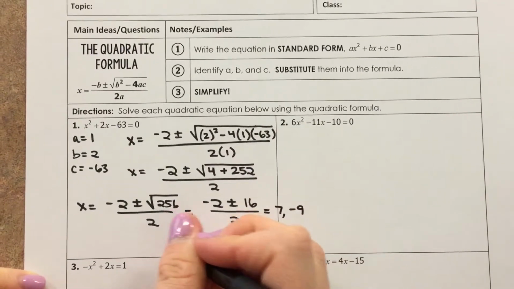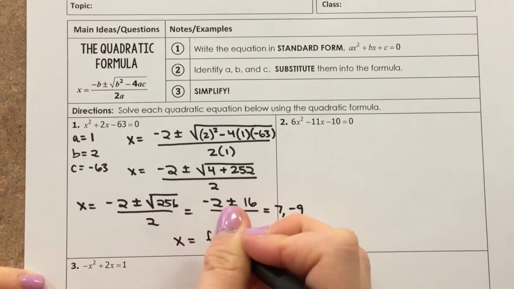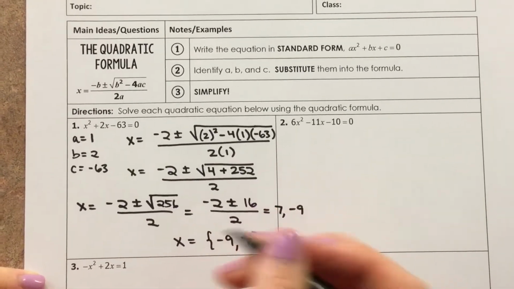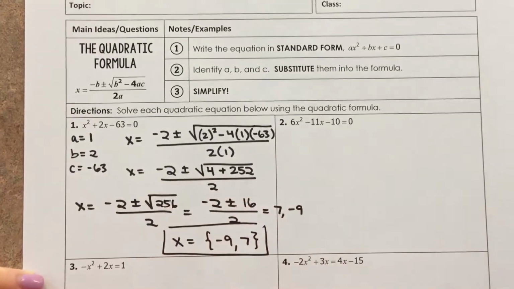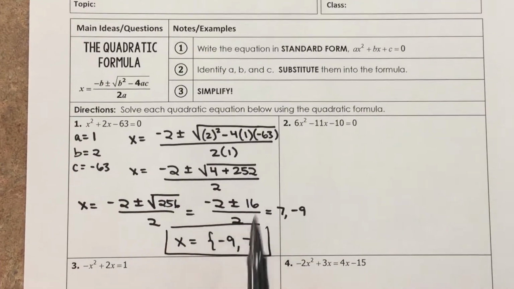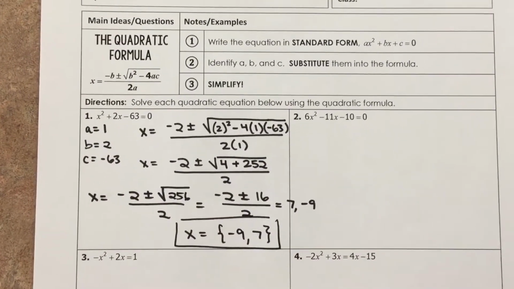So 2 different answers there. I'm going to write it in our set notation. I always write them in numerical order, so those are 2 different answers for that. So do the plus, then the minus, divide them by 2. So that's our first one.